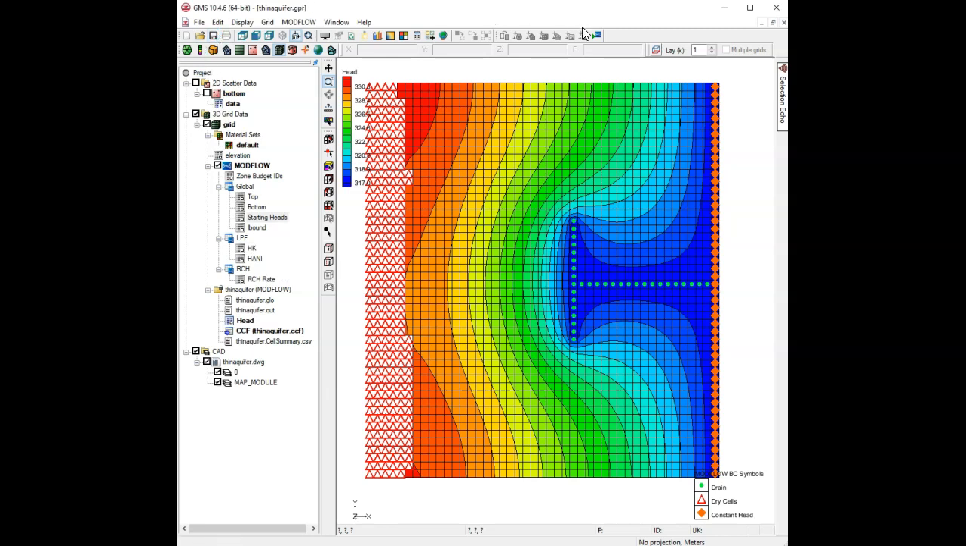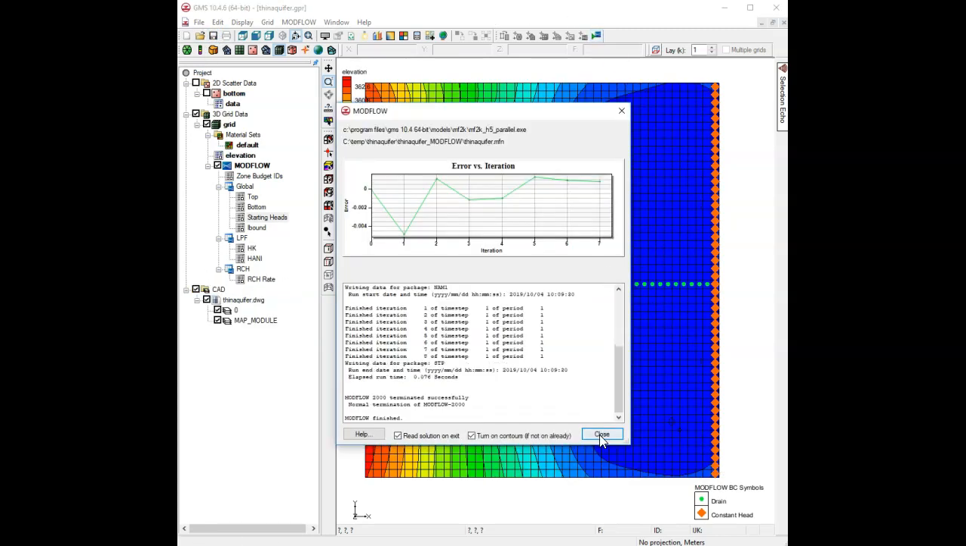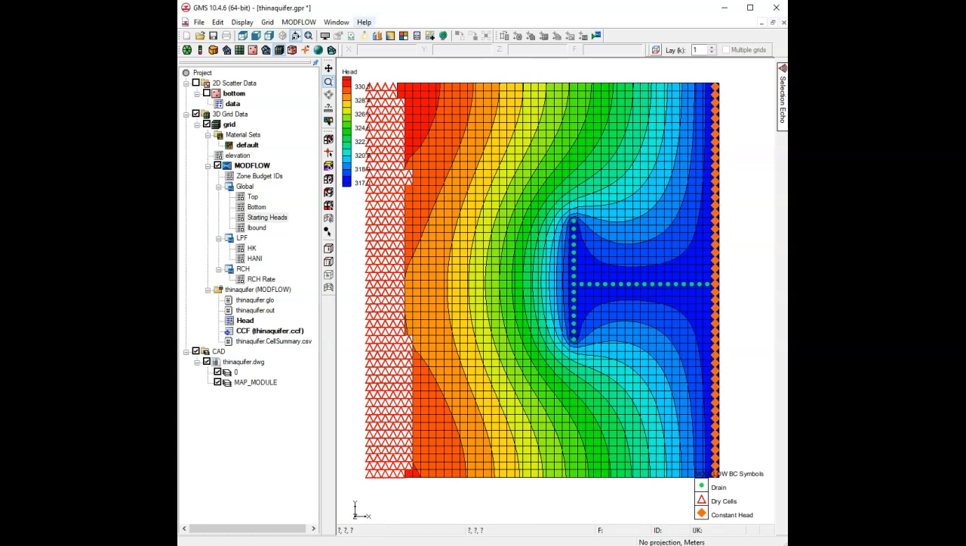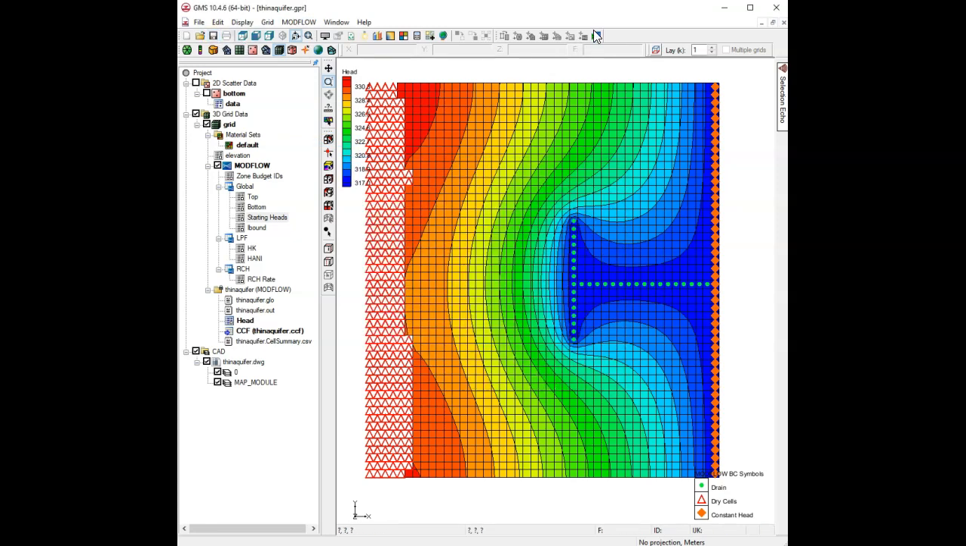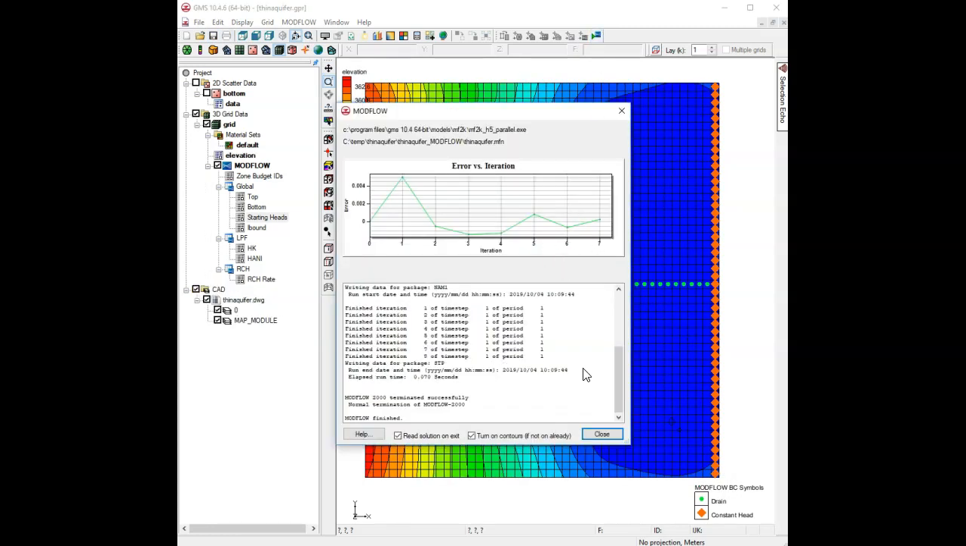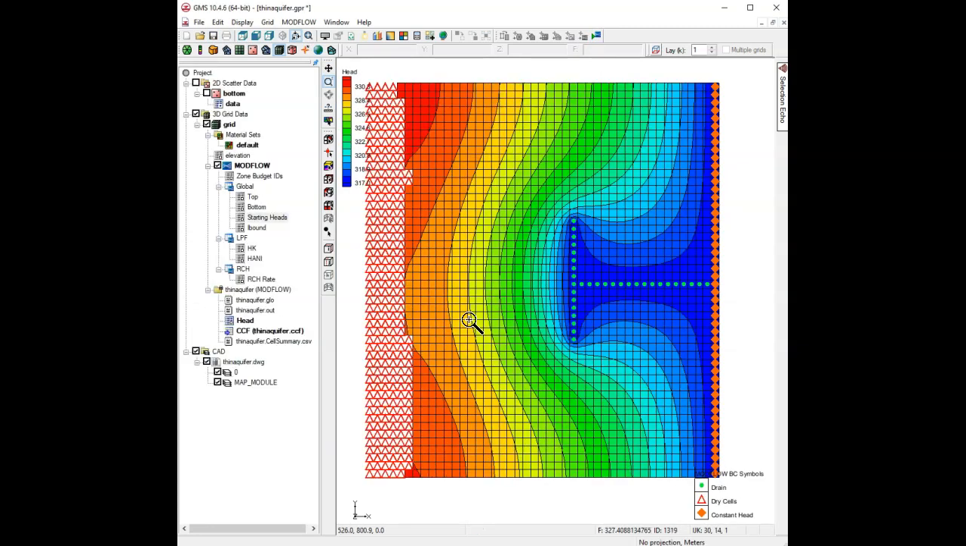Let's save and run that and see. Well, maybe we didn't go far enough. Let's try 0.01, make it a really small step that it takes. It should increase our number. Still didn't change our number of iterations much, so that tells me the acceleration parameter is not going to get us very far. Maybe we just need to move the starting heads to be closer to the bottom elevations.